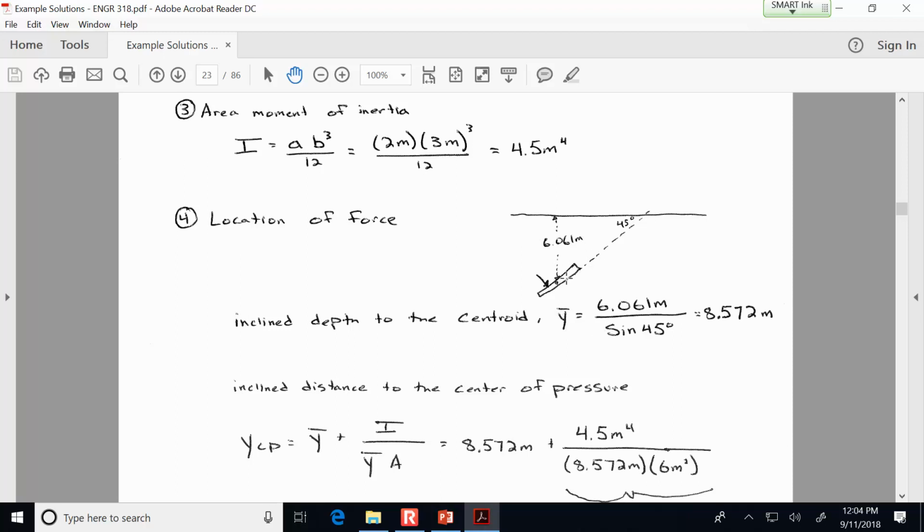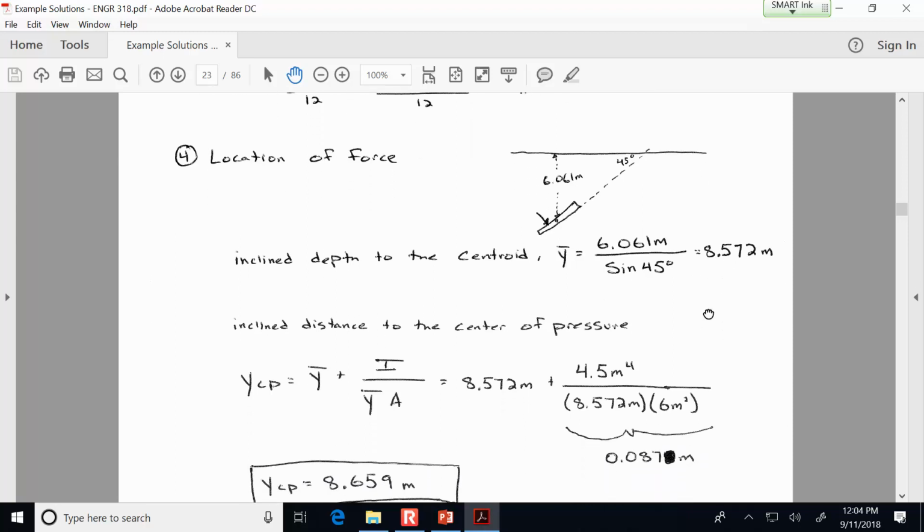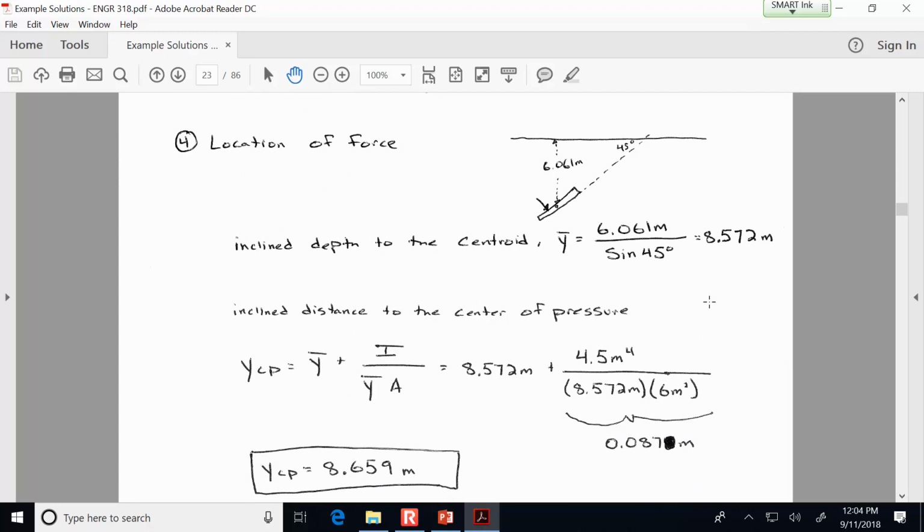And so now we can find the inclined version of that distance. Rather than going straight to the surface, we're following along the same angle that the plate is rotated. So that's 8.572 meters. And then in the end, when we combine that with the ratio of the area moment of inertia over y bar A, then the location of the force is always just a little bit lower down on the plate than the center of the area, the centroid.